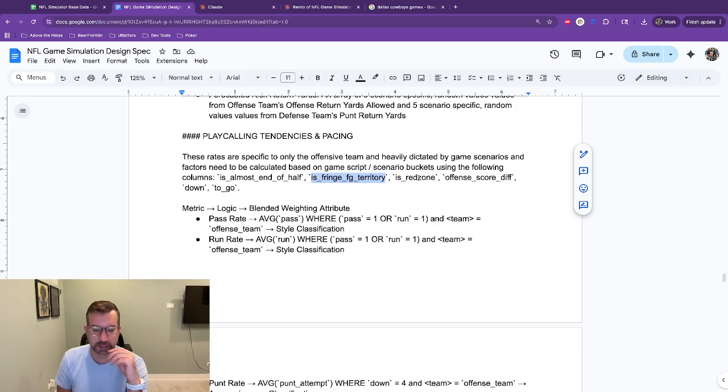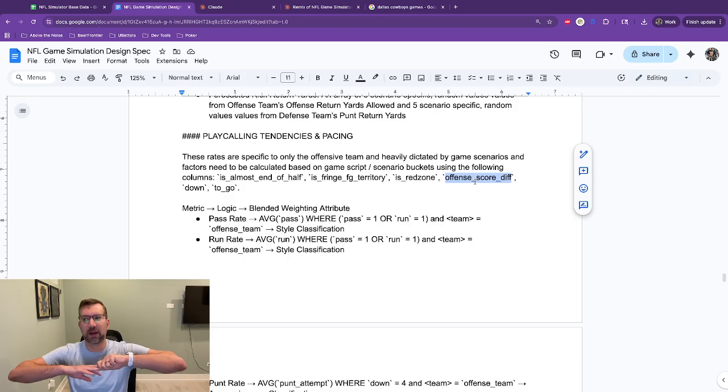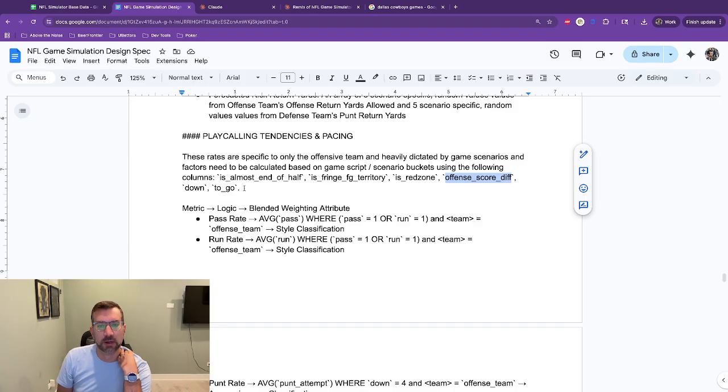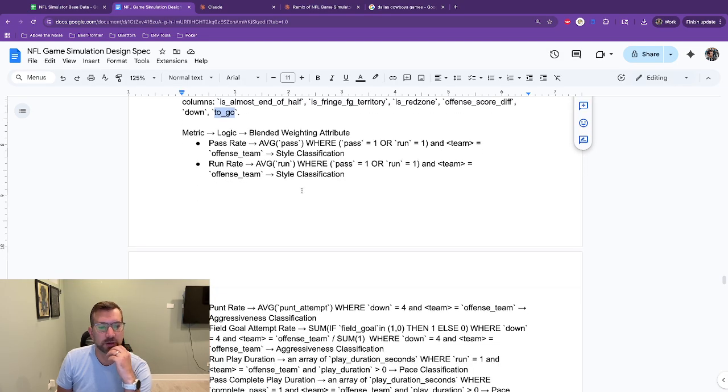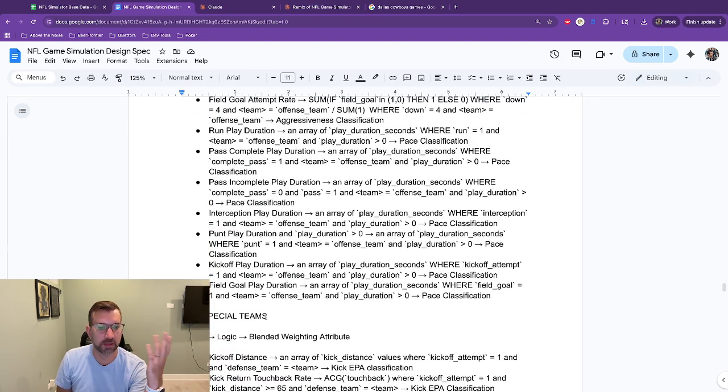If you're an aggressive team, for example. Are they in the red zone? What's the offensive score differential bucket? How does being up by a lot or down by a lot affect my play calling tendencies, based on where else we're at in the game, and down and distance to go? And so pass rates, run rates, and then all the different yards. How often are play durations coming off?